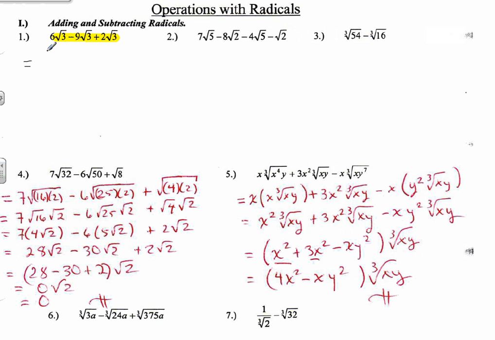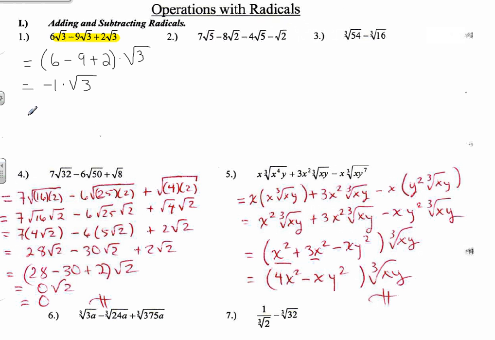What we'll do, we'll put some parentheses here, and we'll just put all the coefficients inside. Parentheses 6, take away 9, plus 2. And then I'll multiply this by the common radical, which is square root of 3. And now, again, just add these numbers inside the parentheses. 6 plus 2 is 8. Subtract 9 gives me a negative 1 times radical 3.